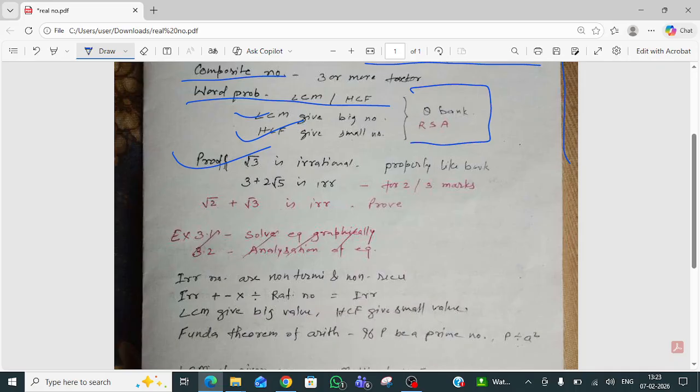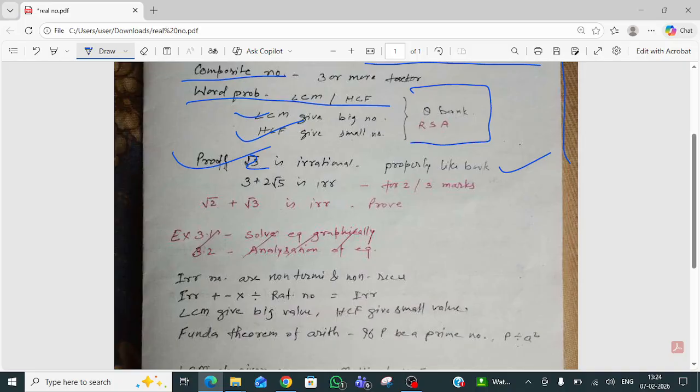So this proof, you remember, is given in your textbook. The question there is root 2 is irrational. Make it root 3, and you do it as it is given. The best answer is given in the textbook.